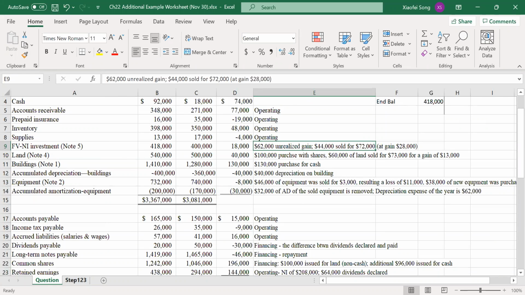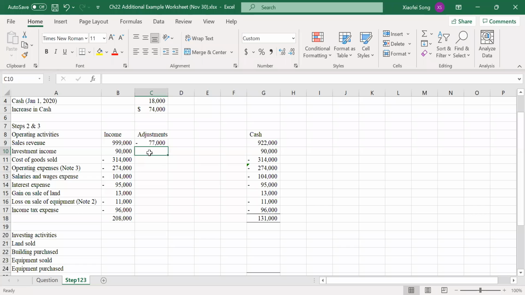Okay, so first of all, we should subtract the unrealized gain, shall we? Unrealized gain is 62,000, so that's no cash goes with it, right? That's why we subtracted. That's not a cash gain, it's included in investment income. So that's why we subtracted.